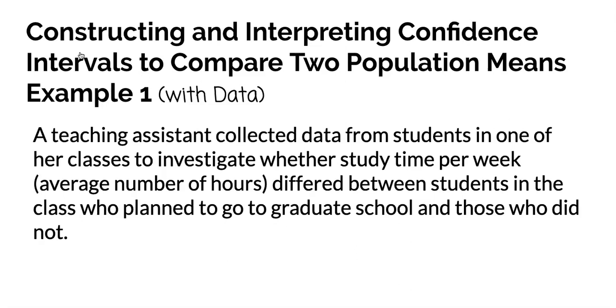Okay, so the first example, I always did examples with summaries given, but I actually wanted to do an example with data, where they just really give us the raw data that they collected, and then we will go straight from those data. Okay, so constructing and interpreting confidence intervals to compare two population means, example 1, and we're going to be working with data this time.